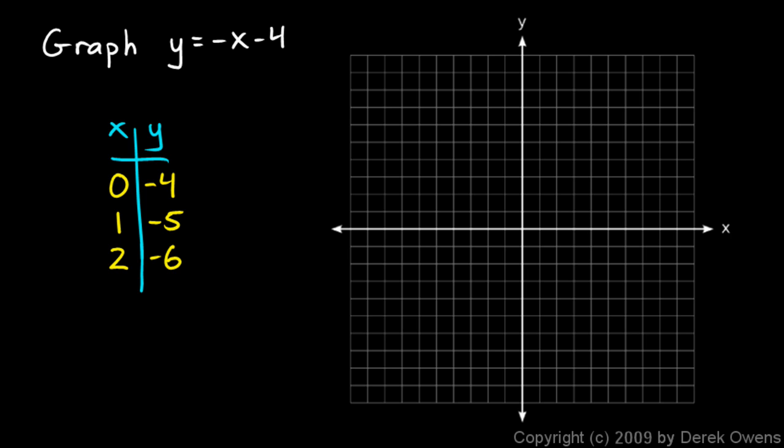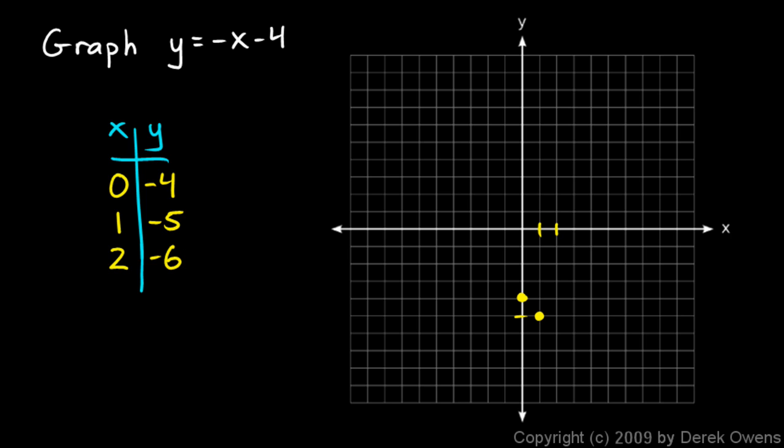And if y is negative 4, we go down 4. And that puts us right there. So we'll plot that point. And the point 1, negative 5, well, we go to the right 1 and down 5. That puts us right there. And then the point 2, negative 6.